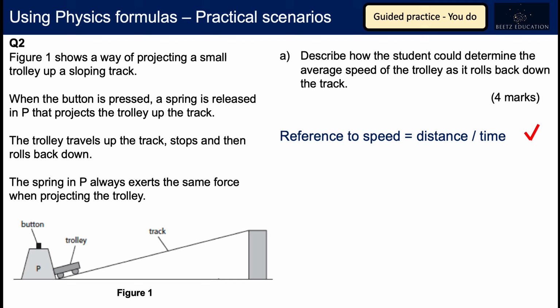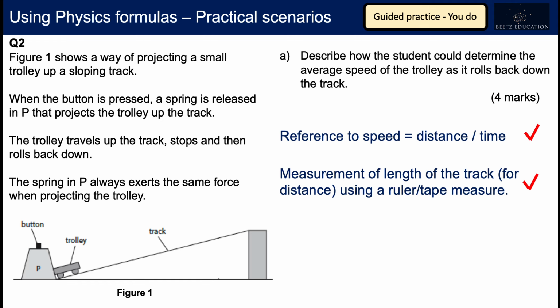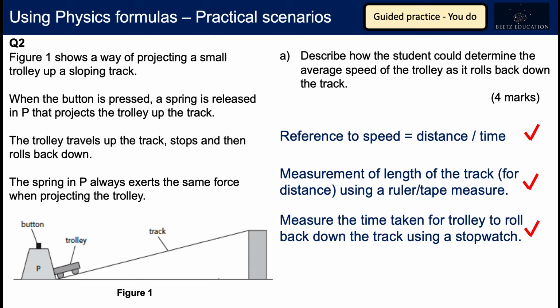You get a mark for choosing an appropriate equation and including it, I recommend, at the start of your answer. Doesn't matter if you've put it at the end though. Mentioning how you'll measure the distance, i.e. the length of the track, using an appropriate piece of equipment such as a ruler or tape measure. A third mark there, how you're going to measure the time and what time as well. You can't just say measure the time. It's the time taken for the trolley to roll back down the track. Again, appropriate piece of equipment using a stopwatch.